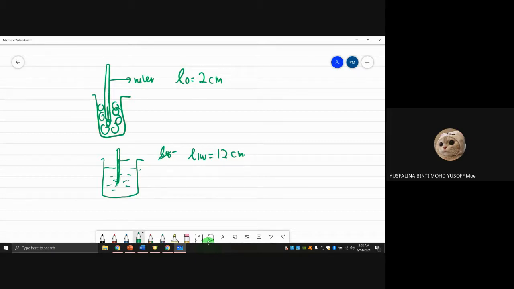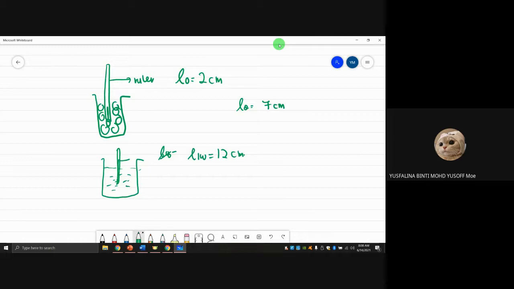So Lθ is the one that I need to find. Let's say I put the thermometer inside the liquid X just now, and I measure the length of the mercury as 7 cm.